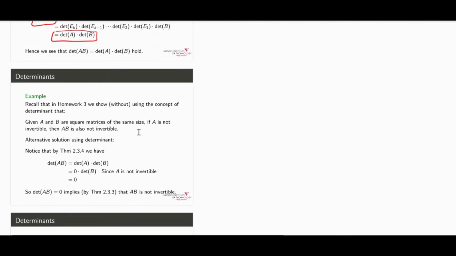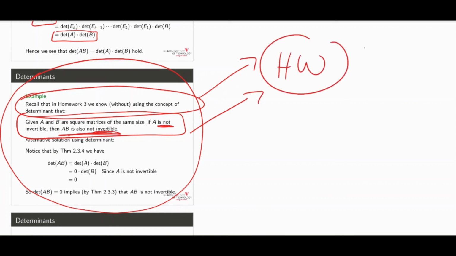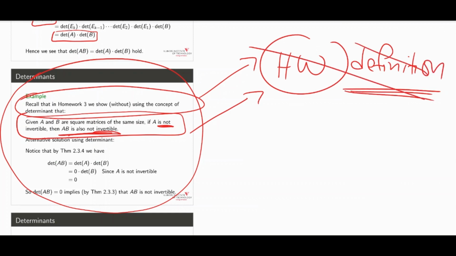The final thing is a homework problem where we never used the concept of determinants. We used the definitions. We said, suppose you have square matrices A and B of the same size. A not invertible implies AB not invertible. We did that in the homework using nothing but definitions and special proof techniques. But suppose we don't want to use definitions, we want to use the new thing that we just learned, which is the determinant. We can also do it this way.